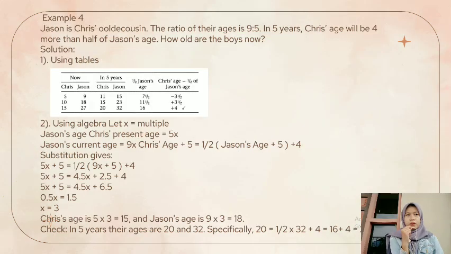Okay, next, example 4. Jason is Chris' older cousin. The ratio of their ages is 9 to 5. In 5 years, Chris' age will be 4 more than half of Jason's age. How old are the boys now?